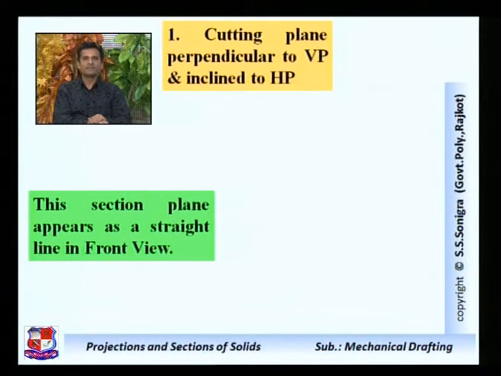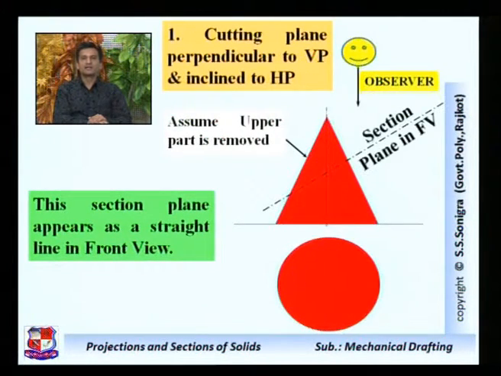This section plane appears as a straight line in the front view, as it makes an angle with HP. In the front view, this plane will appear just as a straight line. This is the case for the cone. The observer is looking from the top, and this cutting plane makes some angle with the horizontal plane. So in the front view, this cutting plane is shown with the section line or sectional plane.